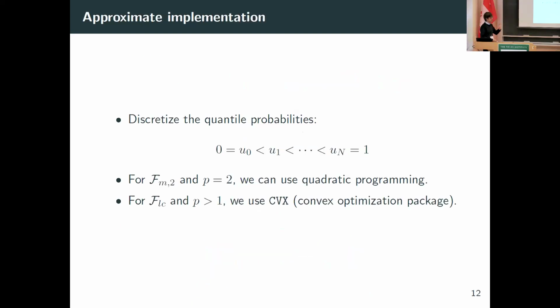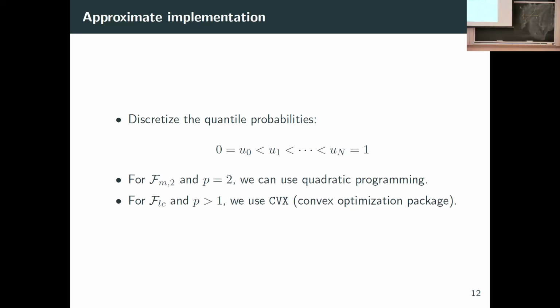Okay, so now I'll show you some numerical results. For now, I don't know how to do it exactly because it is an infinite dimensional problem, but I can do it approximately by discretizing the quantile probability. So basically what I mean is that I discretize these points, and then I think of the quantile function as something like a piecewise linear approximation.